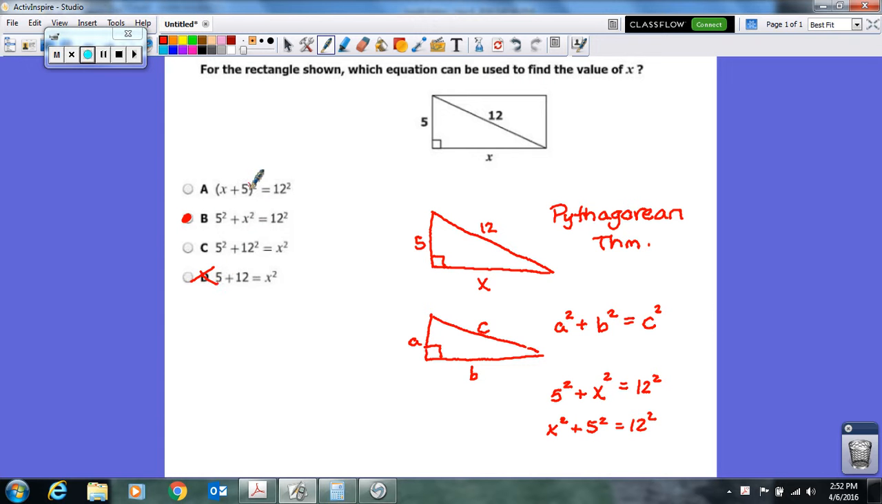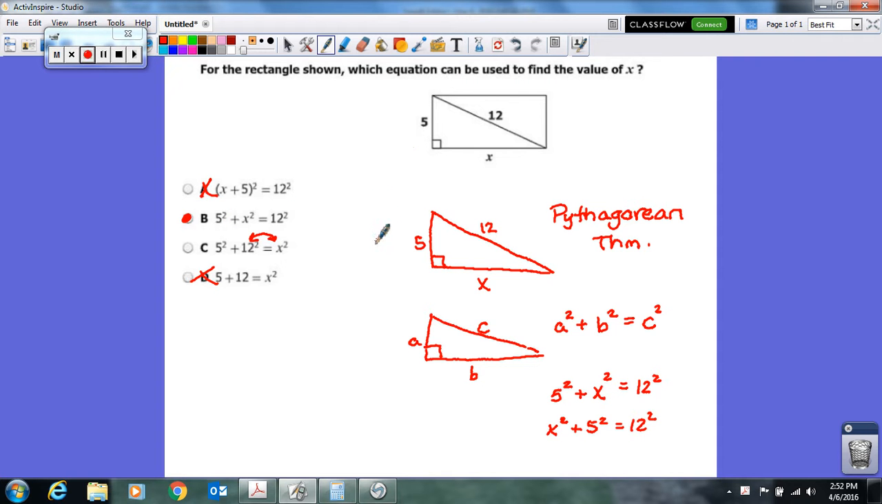X plus 5 squared is close, but it's not these two added together and then squared. It's this object squared plus this object squared equal to the longest side. So this one's close, but no cigar. And then this one is warm. It's just these two values here are in the wrong place. So B is definitely our correct answer.